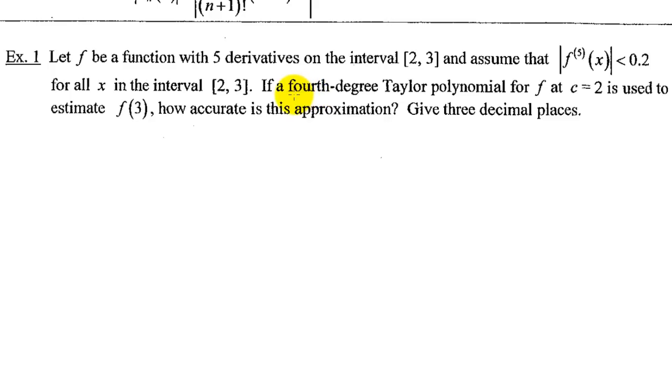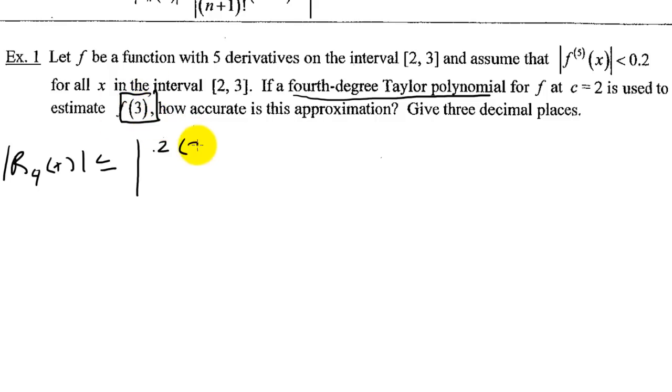So we're looking at a 4th degree Taylor polynomial. So the error, R 4 of x, the absolute value, will be less than or equal to the maximum value the 5th derivative could be, the next derivative, which is 0.2. So we have 0.2 times the x that we're looking at, which is 3. So we have 3, and then we're centering this thing at 2.